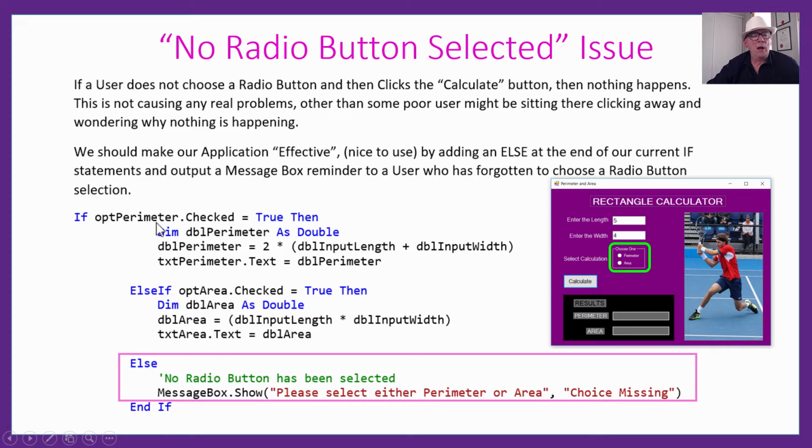All right, so where we've got that thing to check which radio button they've clicked at the moment, and we've got if it's perimeter, otherwise it could be area, just add an else onto the end here for the situation like we can see on this screen here, the picture we've got where they haven't clicked a radio button yet, but they're trying to click that calculate button. So just have a message box pop up. Please select either perimeter or area. That's what the message box will say. And the heading up the top of the box is going to say choice missing.